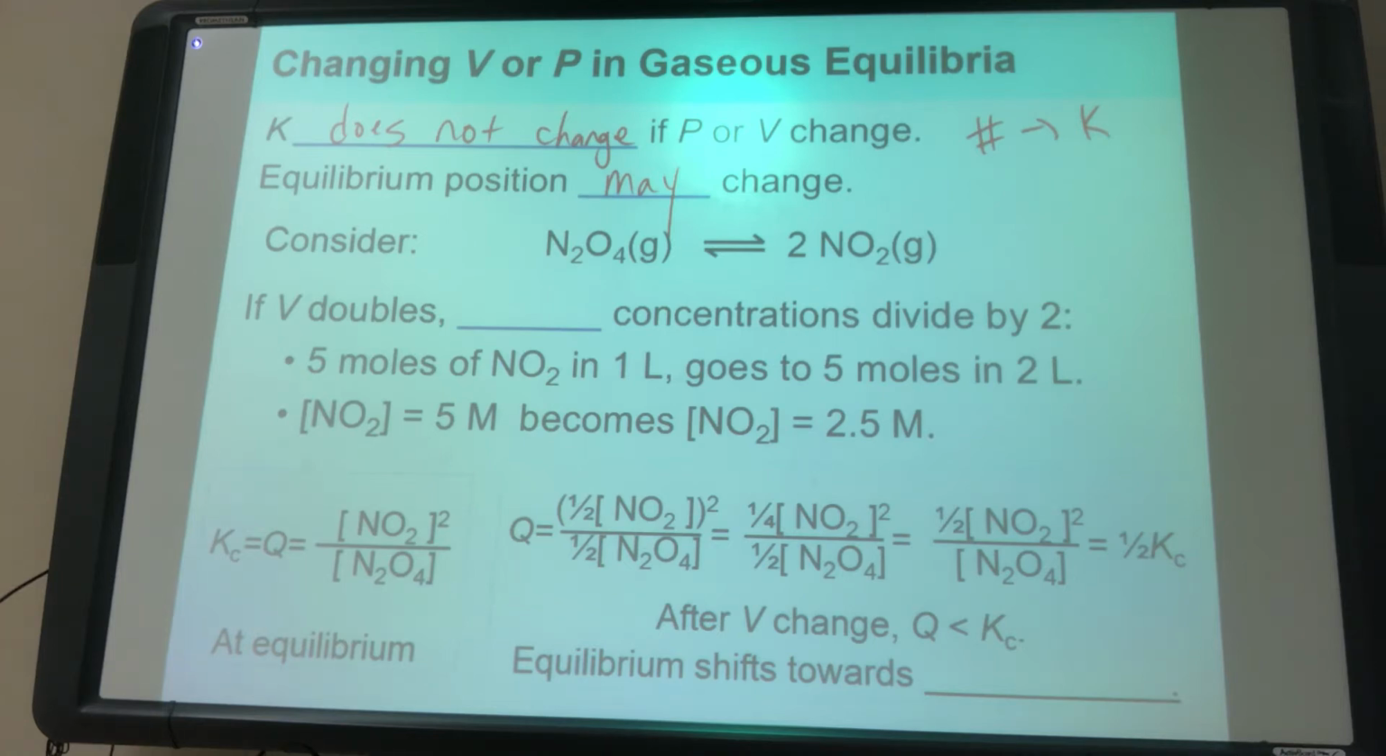If the volume doubles, what happens to all my concentrations? So let's think about this. This is volume. And in my K's and my Kc's, they're concentrations. So what is the units of concentration? Concentration is moles per liter. This is a volume. So if my volume goes up by 2, then my concentration is going to divide by 2. It's going to go down by 2. So if the volume doubles, all my concentrations divide by 2.